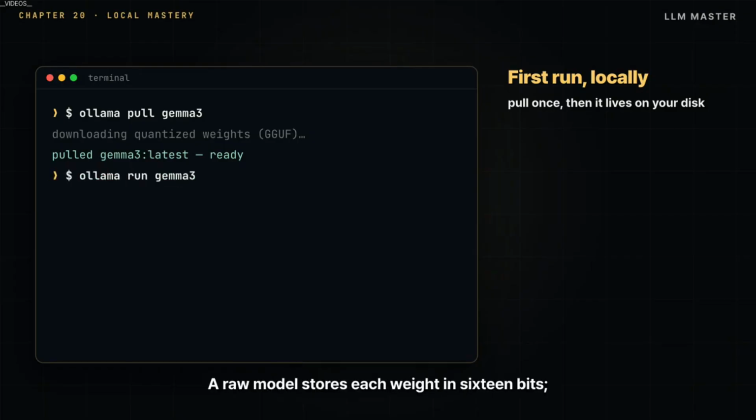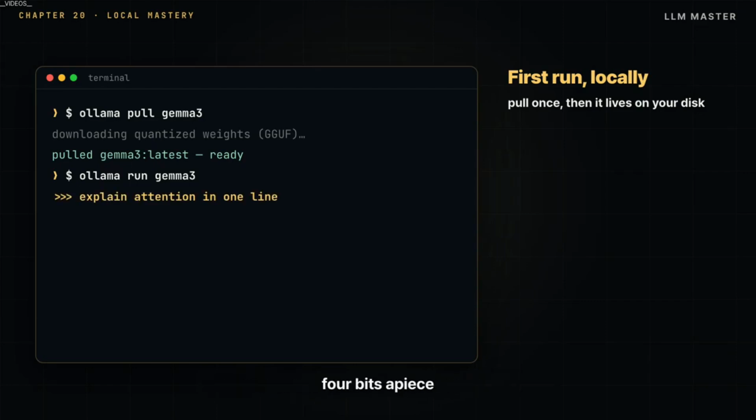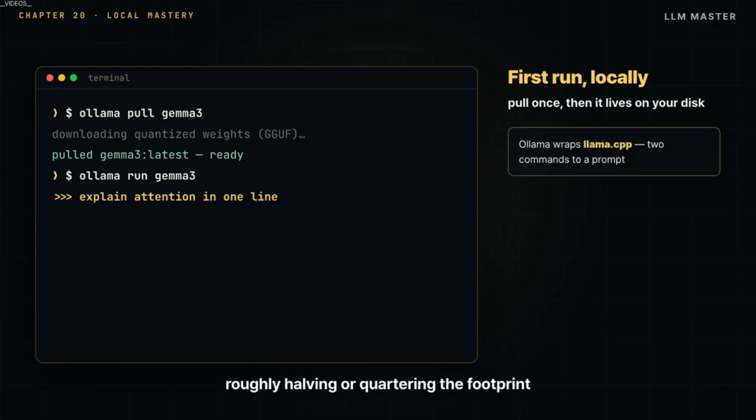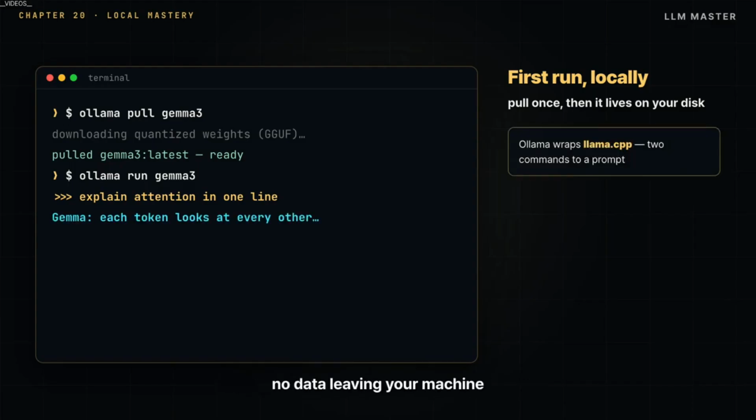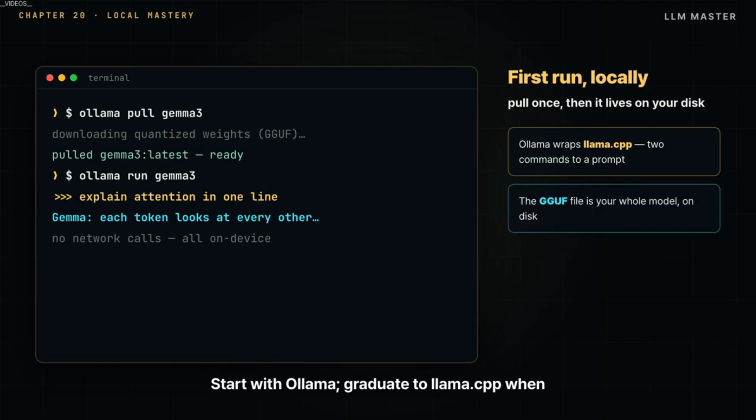A raw model stores each weight in 16 bits. Quantization squeezes them down to 8 or 4 bits apiece, roughly halving or quartering the footprint. Everything after the pull is on device. No network call, no data leaving your machine. Llama.cpp is the same engine if you want to drop a level and control threads, context size, and GPU layers by hand. Start with Ollama, graduate to llama.cpp when you need the knobs.